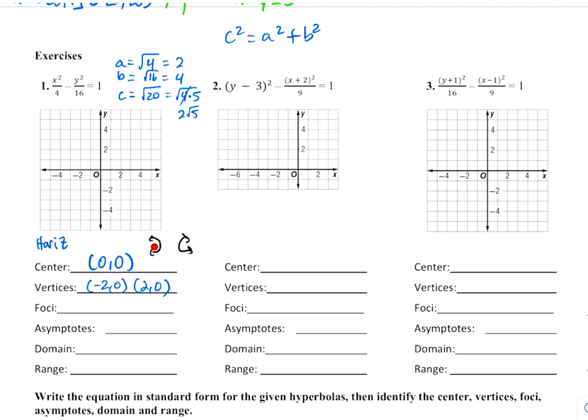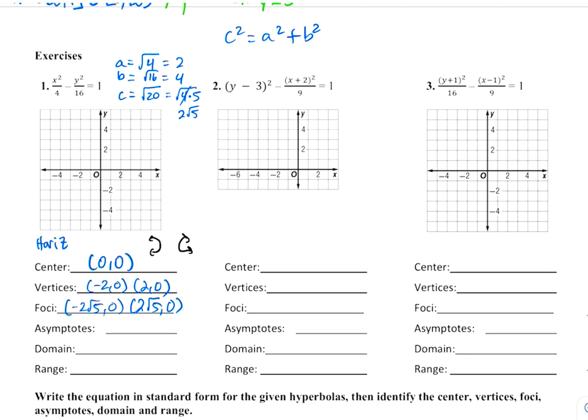And then the foci, remember, is inside of our U shape, so those are also to the left and right of my center. So I'm adding and subtracting my c value to the x of the center. So this will be (negative 2 square root of 5, 0), and then (positive 2 square root of 5, 0). And remember, the order that you're putting your points in doesn't matter. So if you had these two things flipped around, that is completely fine.